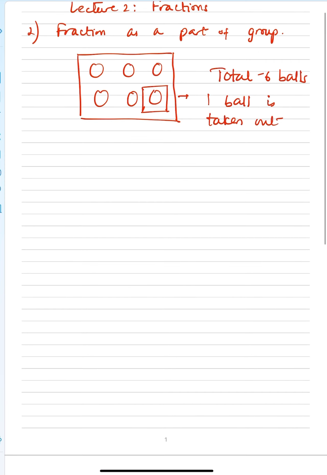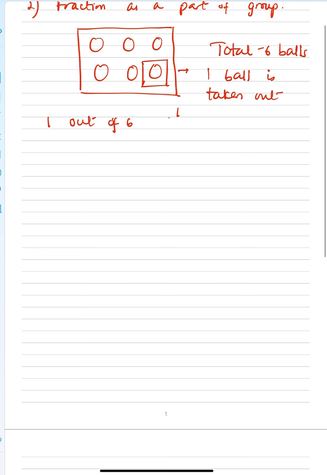Okay. So we will say that 1 out of 6 we can say. Correct. And I can write it as 1/6 also as a fraction. We call this as 1/6. Got it? Now let me take another box.